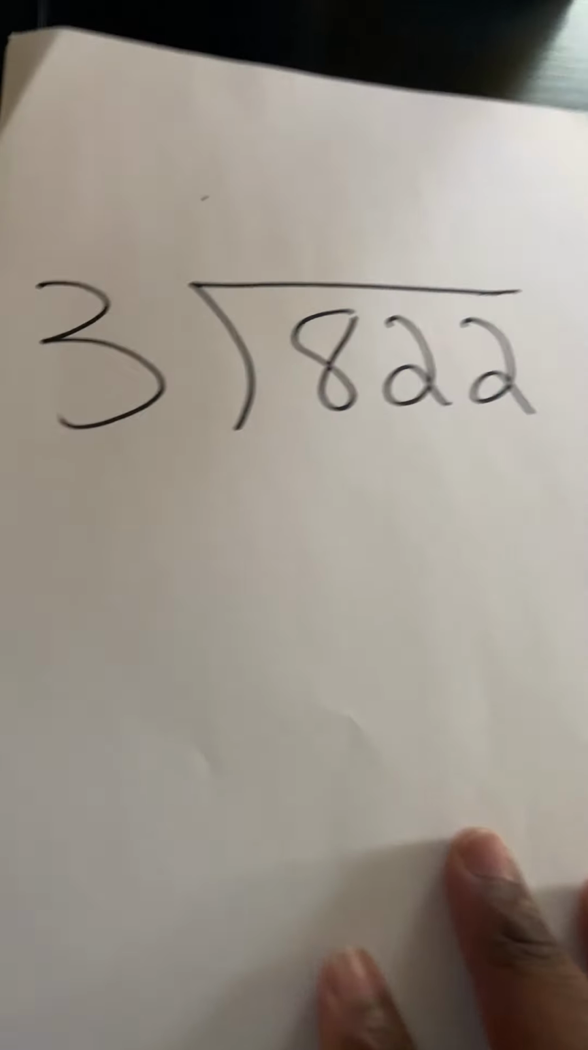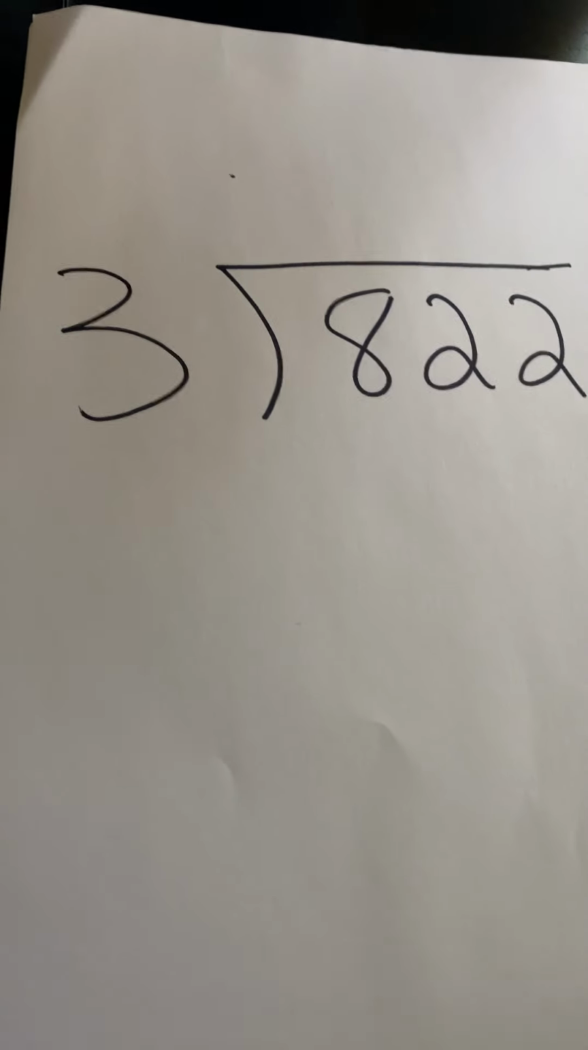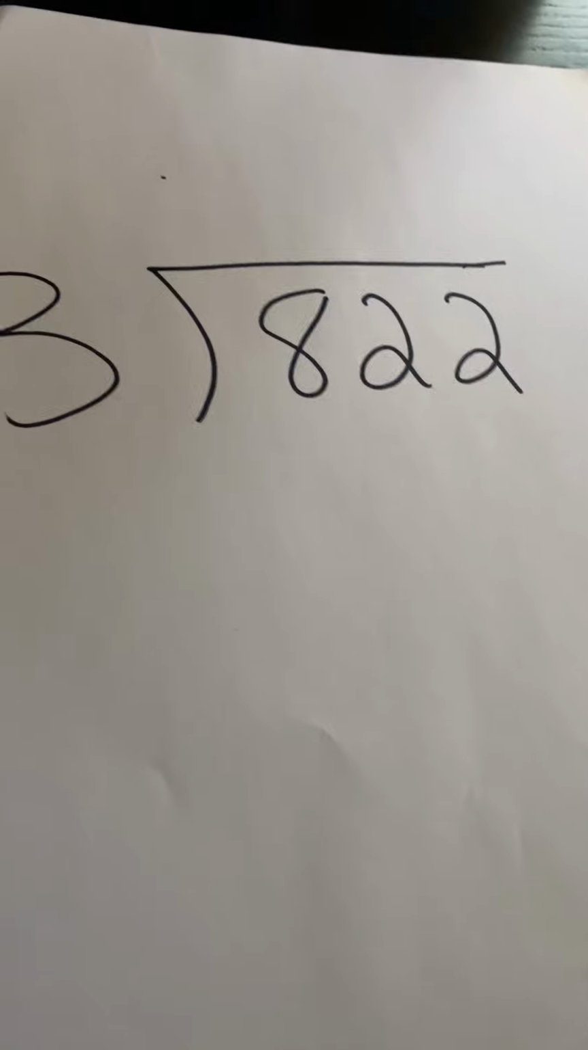So today in math class, we're going to talk about dividing a 3-digit dividend by a 1-digit divisor using long division. I have an example for you, and we're going to go right then and there. I'm going to flip my camera over, and we're going to work out this problem together. This is the example that we have: the number 3, which is the divisor, and 822, which is the dividend.